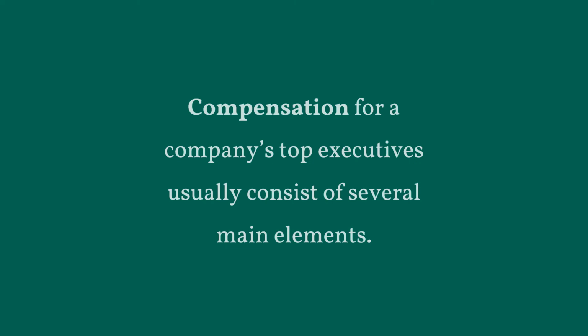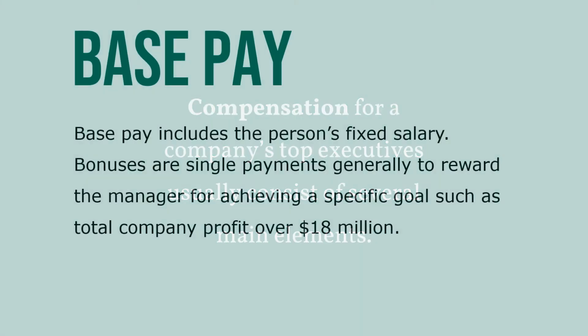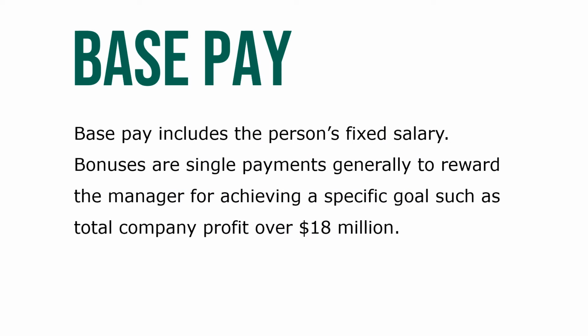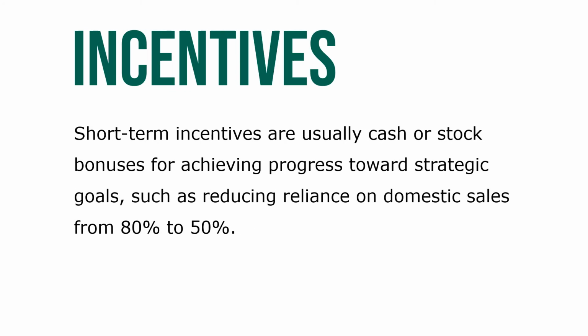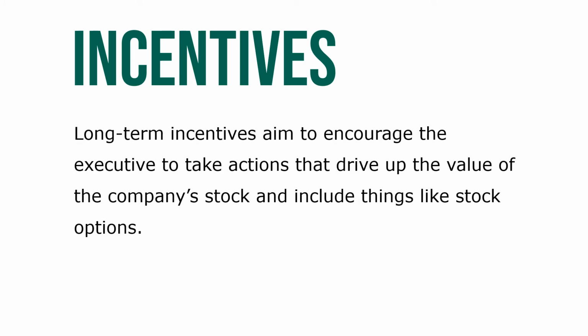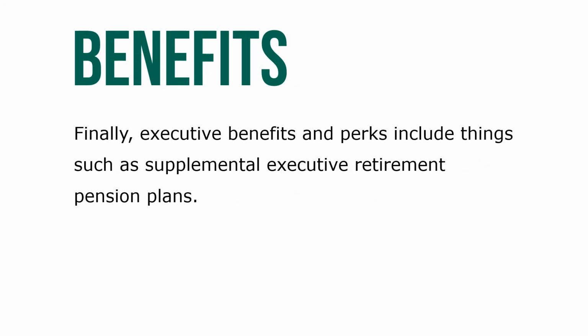Compensation for a company's top executives usually consists of several main elements. Base pay includes the person's fixed salary. Bonuses are single payments generally to reward the manager for achieving a specific goal, such as total company profit over $18 million. Short-term incentives are usually cash or stock bonuses for achieving progress towards strategic goals, such as reducing reliance on domestic sales from 80 to 50%. Long-term incentives aim to encourage the executive to take actions that drive up the value of the company's stock and include things like stock options. Finally, executive benefits and perks include things such as supplemental executive retirement pension plans.